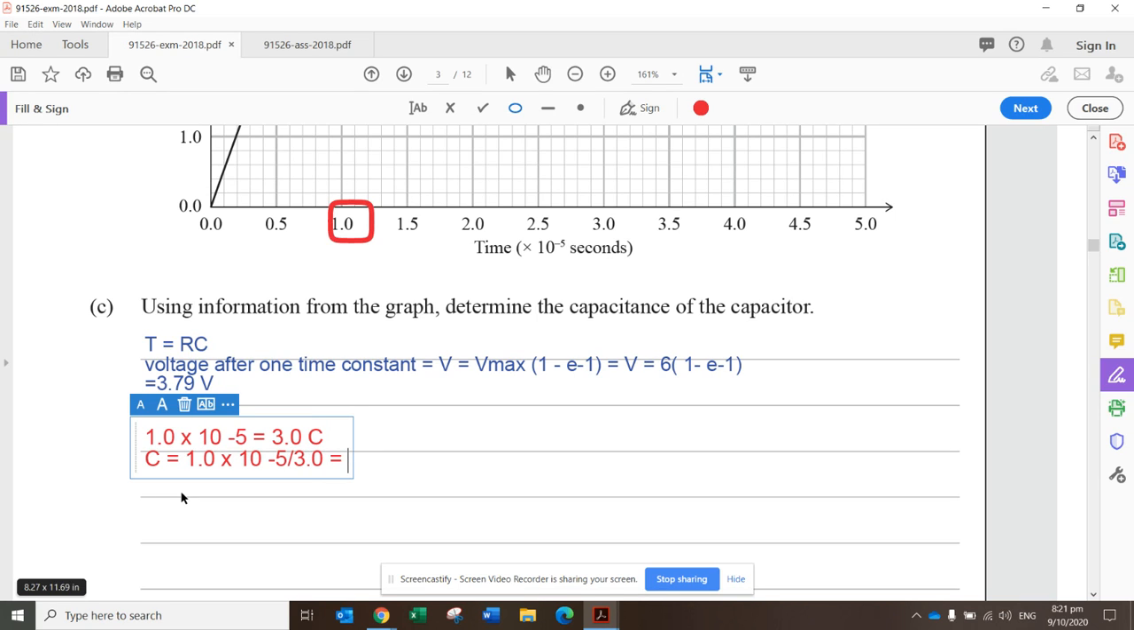If you put that in the calculator, 1 exponent negative 5 divided by 3, I get 3.33 times 10 to the power of negative 6 farads. And that's how you do that question. Hope that made sense.